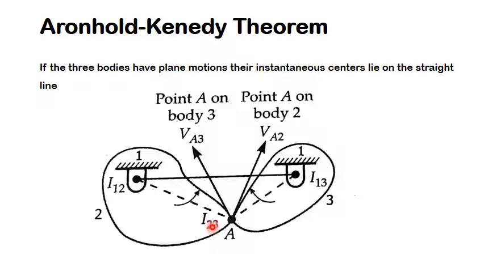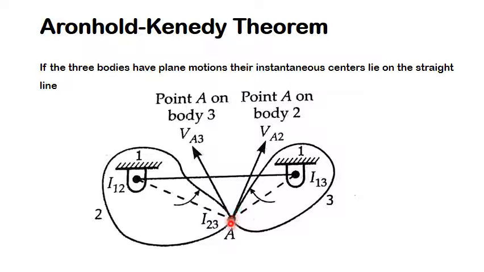If this is I23, point A should have a velocity which, when you measure it with respect to link 1 or 2, irrespective of the link with respect to which you are measuring, should show the same magnitude and direction. But here in this case it is not true.